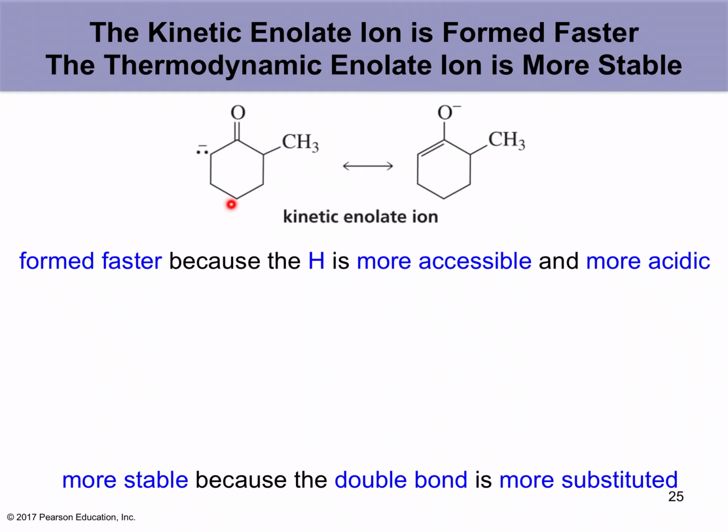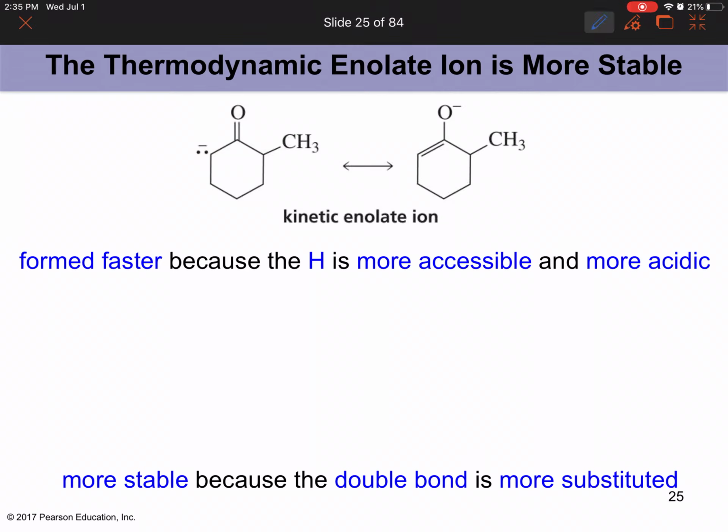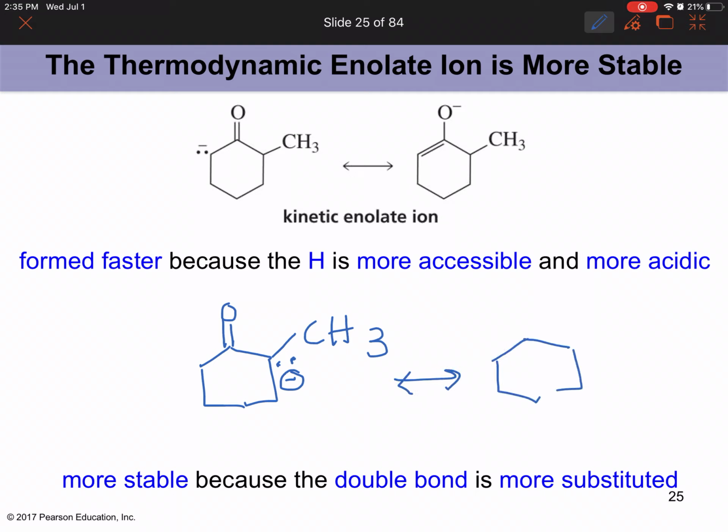So this is the kinetic enolate, and it is formed faster because the hydrogen is more accessible and more acidic. Whereas the thermodynamic enolate is this one, CH3. This is the thermodynamic enolate. This thermodynamic enolate is more stable because the double bond is more substituted.